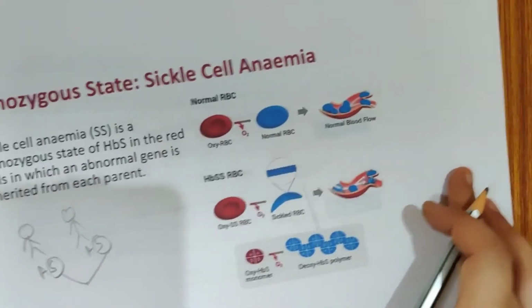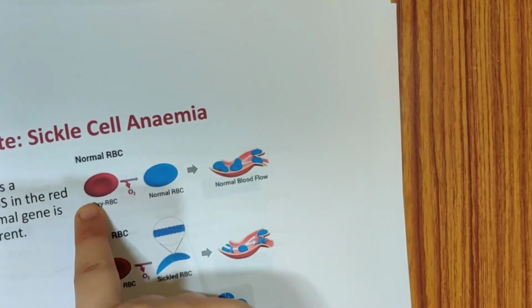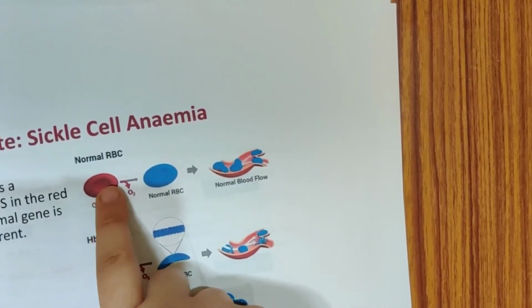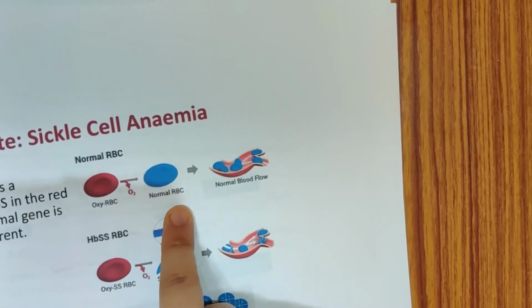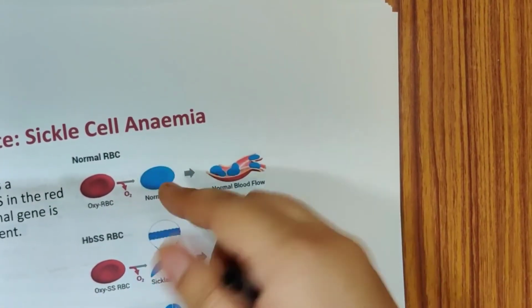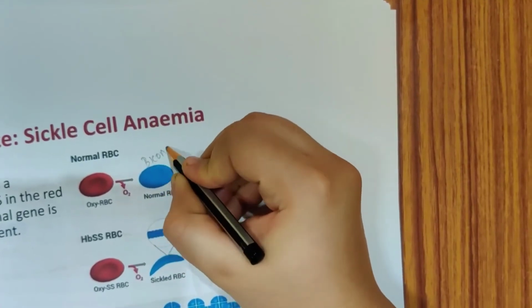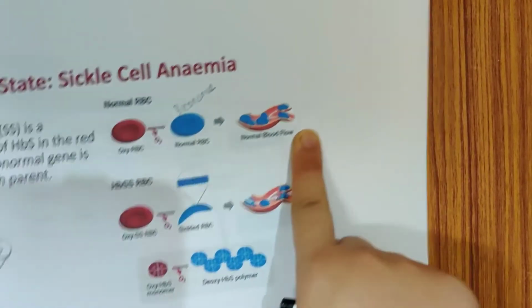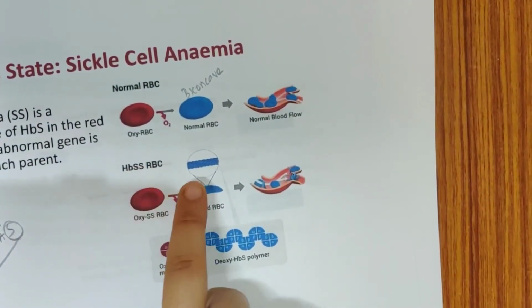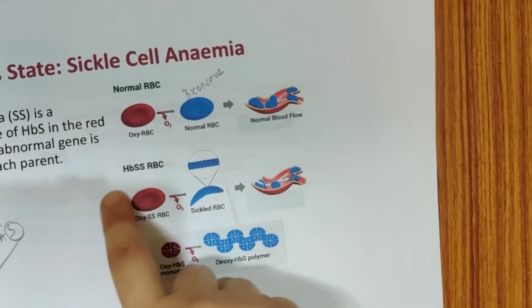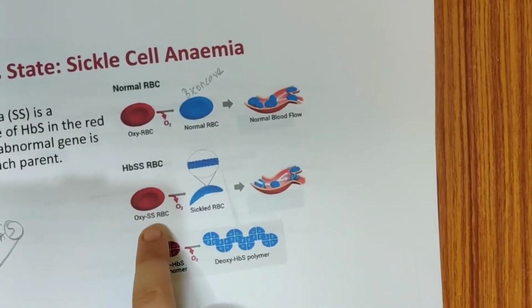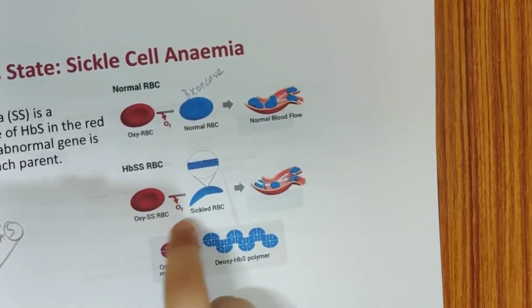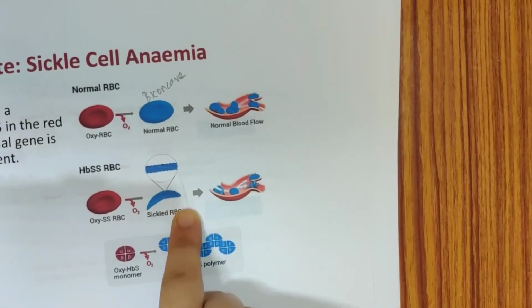If you see a normal RBC, it's biconcave shaped, carrying oxyhemoglobin. When it gives off oxygen into a deoxygenated state, it will still flow in the biconcave shape into the bloodstream. But what happens in sickle cell anemia? When a sickle cell RBC gives off oxygen and goes into a deoxygenated state, your RBCs will become sickle shaped.